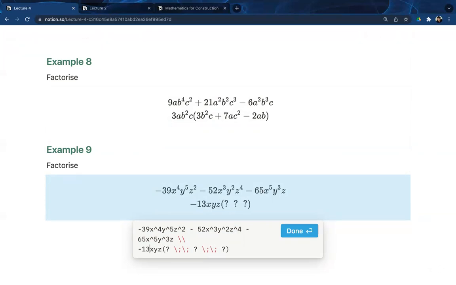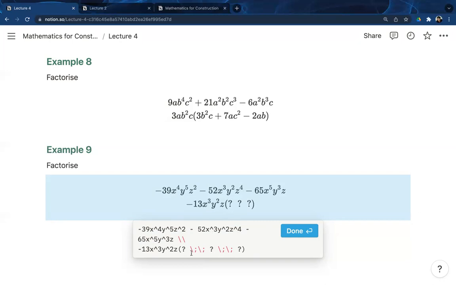This is the lowest power of x you see there. 3. Y squared. I have a z to the power 1. So definitely the HCF has z. All right. 13 by 3 is 39. Positive 3 because of the negative 39 outside.